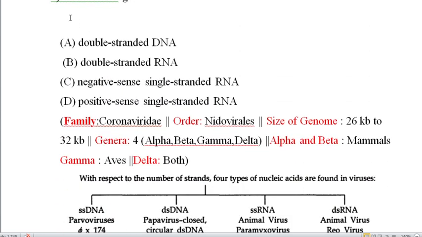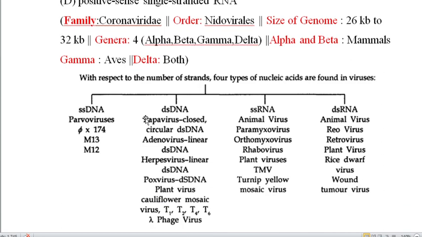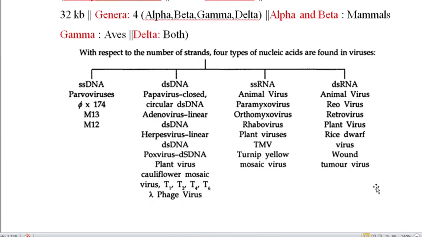Next, regarding coronavirus, you can expect a question either on the genome or on vaccination. Coronavirus has a positive sense single-stranded RNA and belongs to the family Coronaviridae and the order Nidovirales. The genome size ranges from 26 kilobases to 32 kilobases, and currently 4 genera have been identified. Alpha and beta are more prevalent in mammals, gamma in birds, and delta in both mammals as well as birds. Here I have given you additional reference.